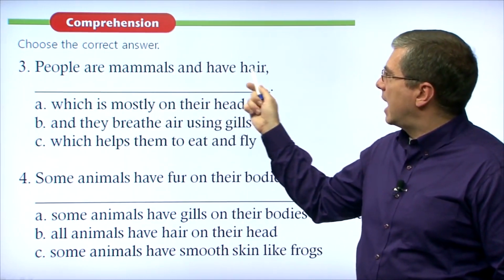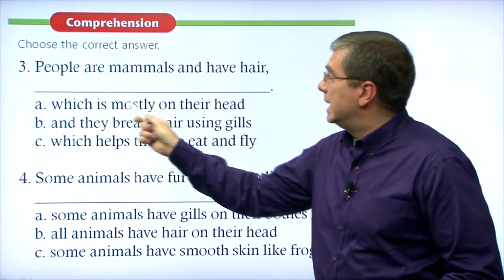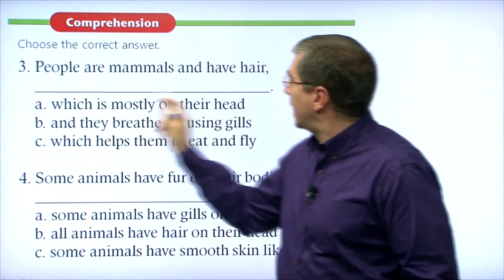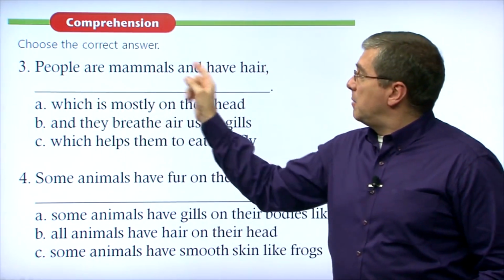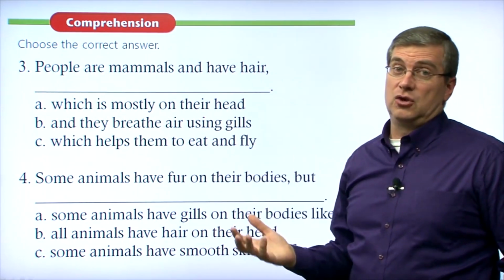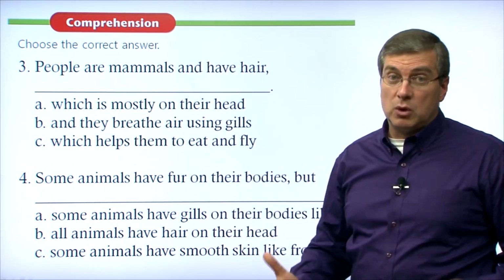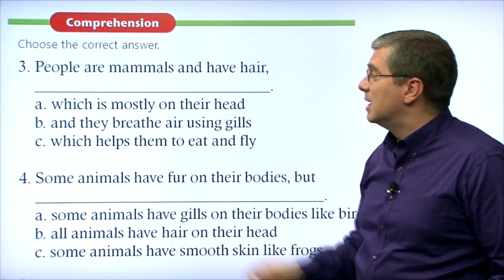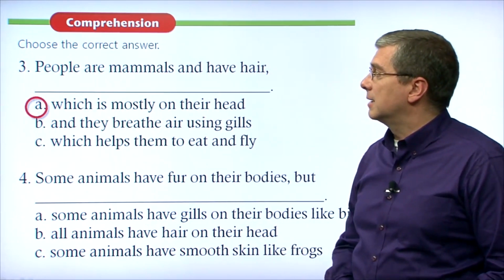People are mammals and have hair, hair which is mostly on their head. Okay, so which, of course, refers back to hair. Yes, people are animals and have hair. The hair is mostly on our heads, and that is true. If you look at people, where is most of your hair? It's on your head. You carry it around on the top of your head. So A is the correct answer, right?